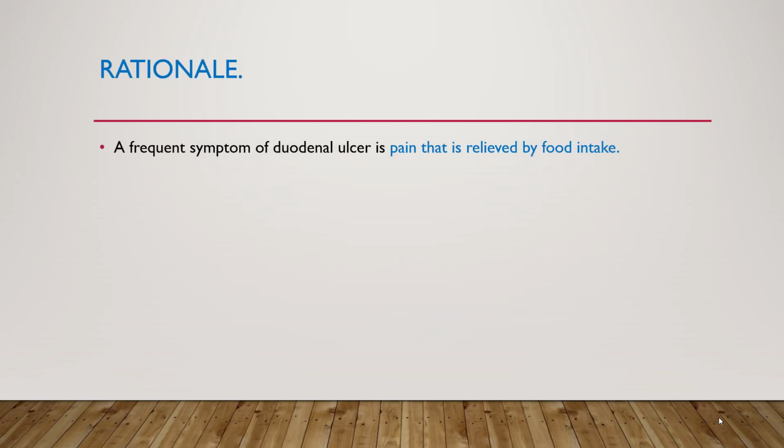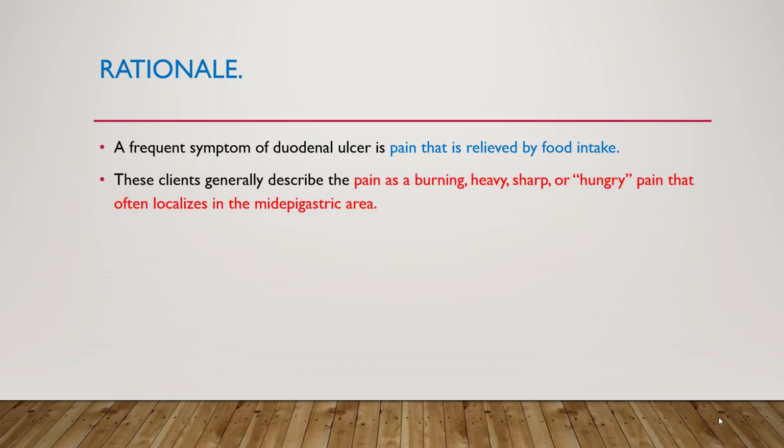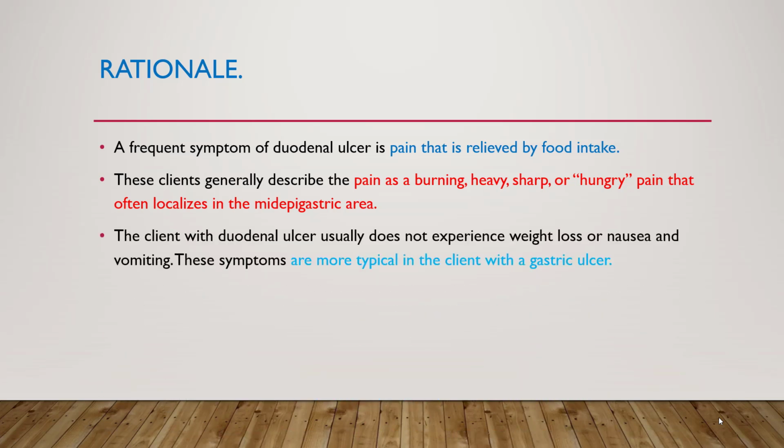A frequent symptom of duodenal ulcer is pain that is relieved by food intake. These clients generally describe the pain as a burning, heavy, sharp, or hungry pain that often localizes in the mid-epigastric area. The client with duodenal ulcer usually does not experience weight loss or nausea and vomiting. These symptoms are more typical in the client with a gastric ulcer.